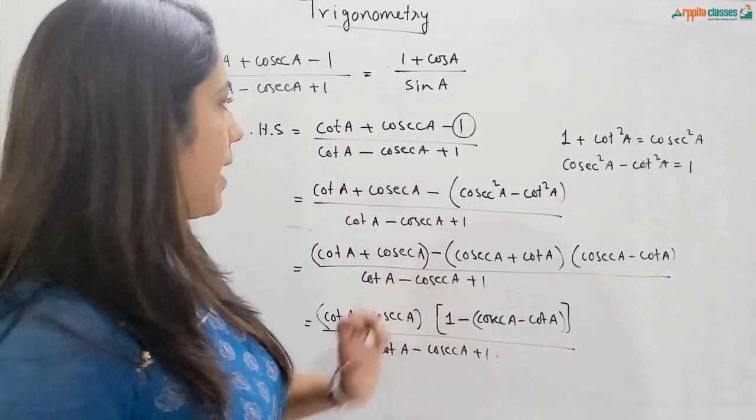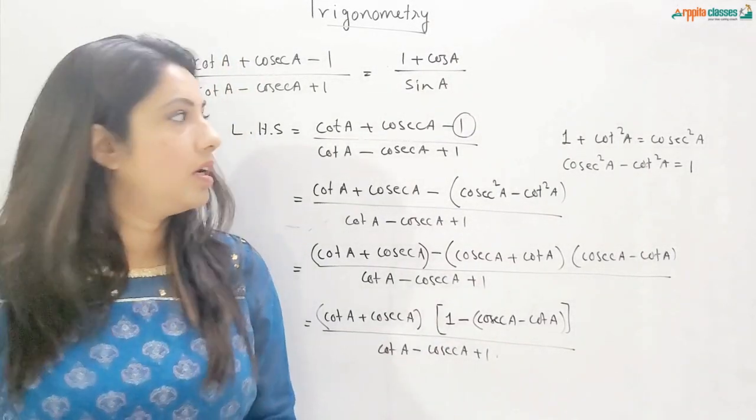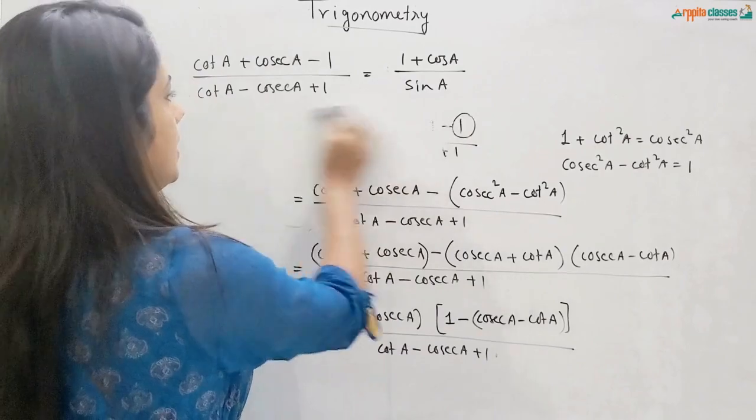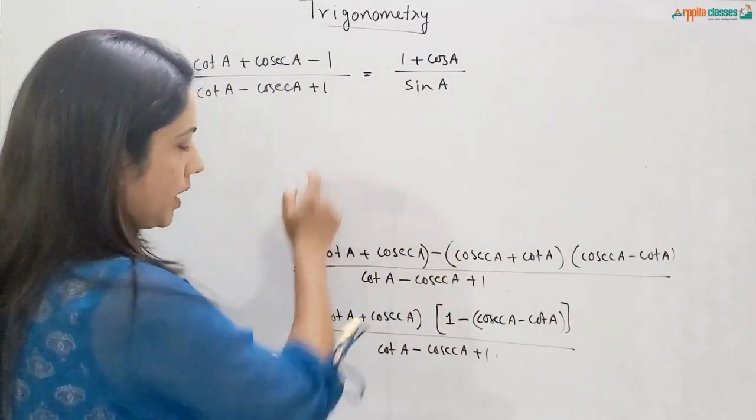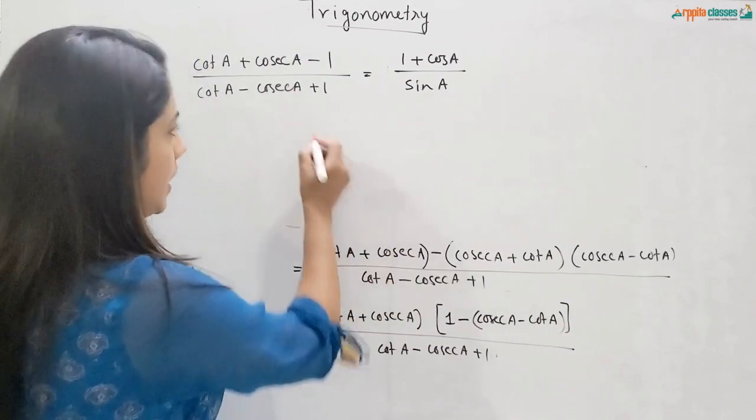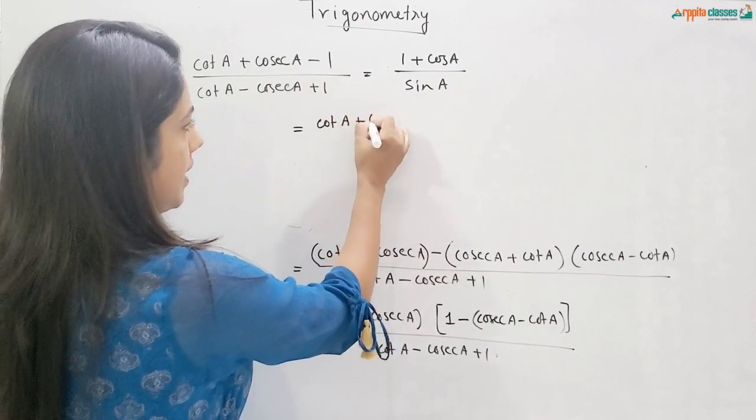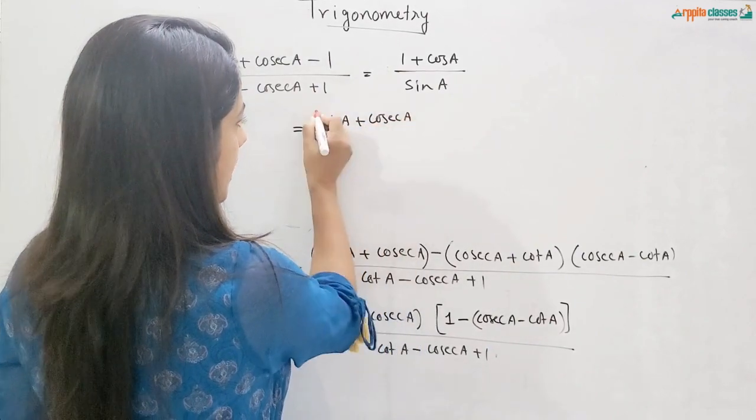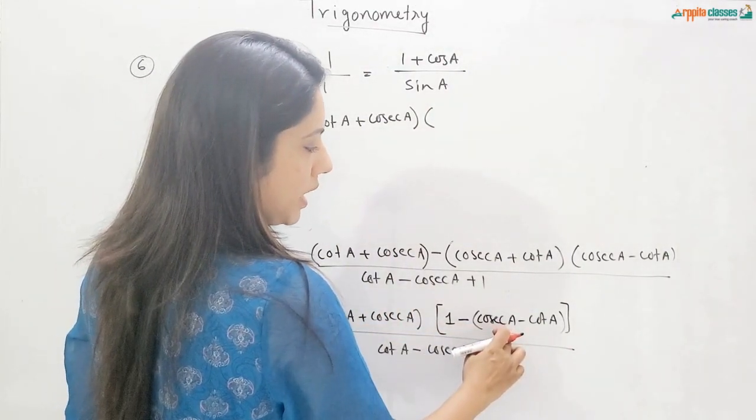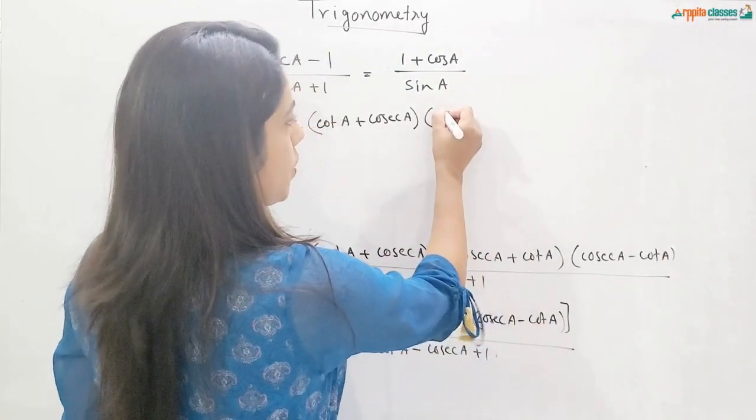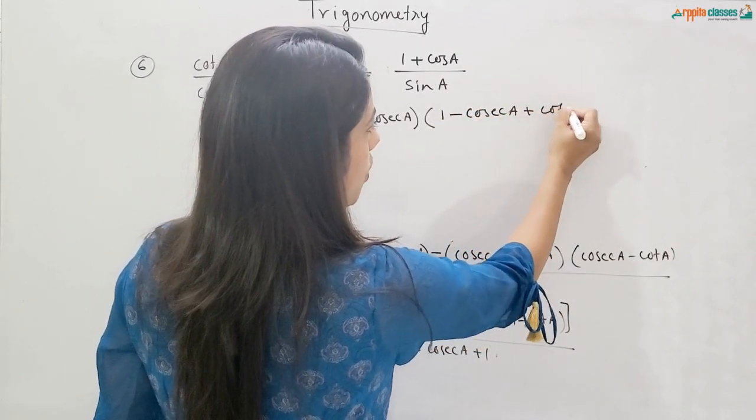Now we'll remove the bracket from here. I'll have to rub the part above, otherwise I'll not be able to write it. So I'm rubbing these two lines. Now I'll just remove the bracket. I'll write cot A plus cosec A as it is. Now here just remove the bracket: 1 minus cosec A, minus into minus plus cot A. So it will be 1 minus cosec A plus cot A.